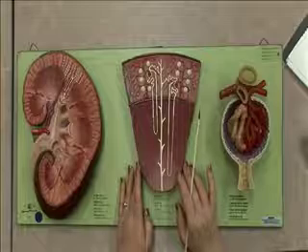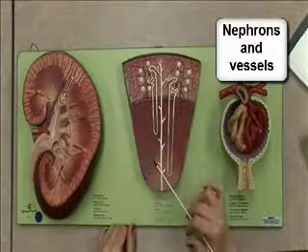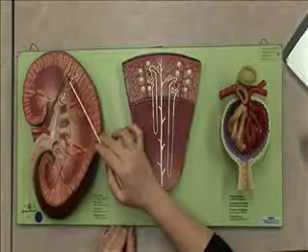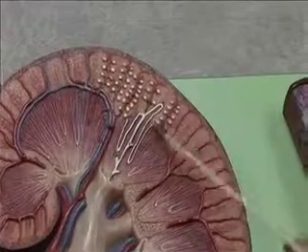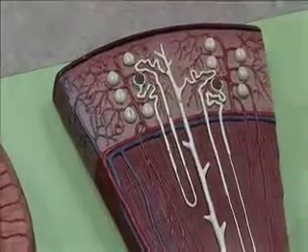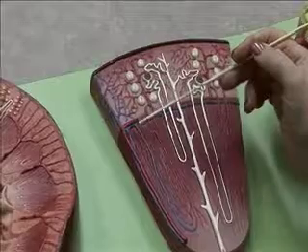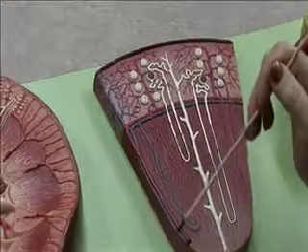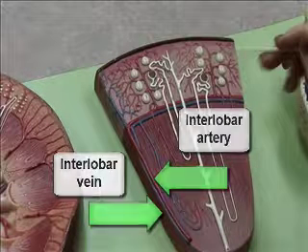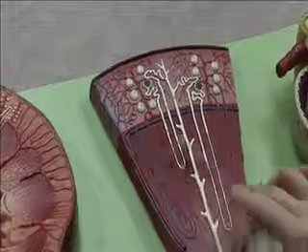This section of the model here includes the nephrons and some of the smaller vasculature. Over here on the large kidney, the little dots and tubules are enlarged in this section of the model. You can see coming up on the one side an interlobar artery and vein, and an arcuate artery and vein going across.